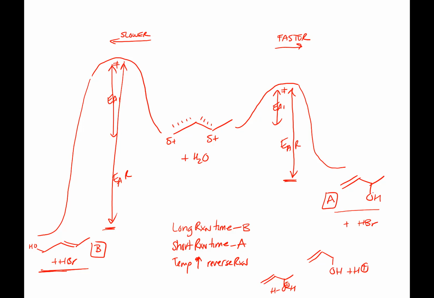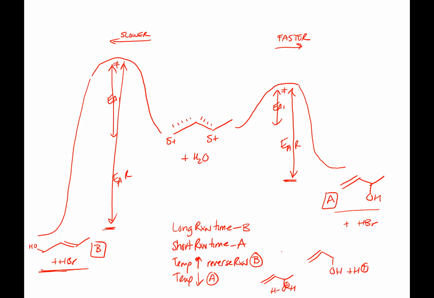Do I want A? Let's use a lower temperature. So in terms of temperature, use a lower temperature, and I'm going to favor A. Use a higher temperature, and I'm going to favor B. And those kind of go together with use a lower temperature with a short reaction time, I'm going to get A. Use a longer reaction time with a higher temperature, and I'm going to get B as the major product. And again, major product means majority product. It's not exclusive.